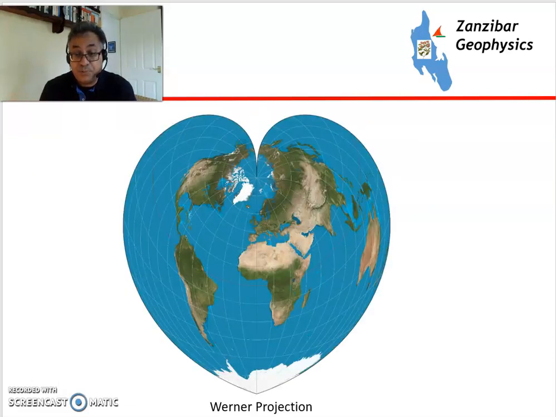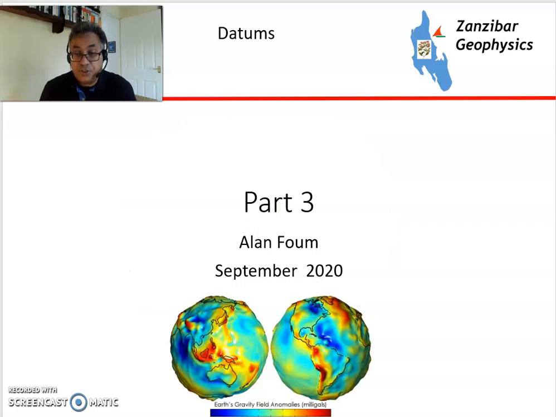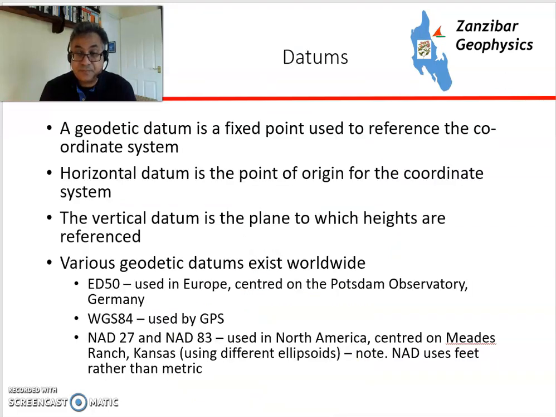So now we'll move on to part 3, which is looking at datums. A datum is a fixed point, and it's used to reference a coordinate system. The horizontal datum is the point of reference, so it's generally a marker in the ground, such as Meades Ranch in Kansas, and we'll come to that in a minute. Vertical datum is a plane to which heights are referenced. So various geodetic datums exist.